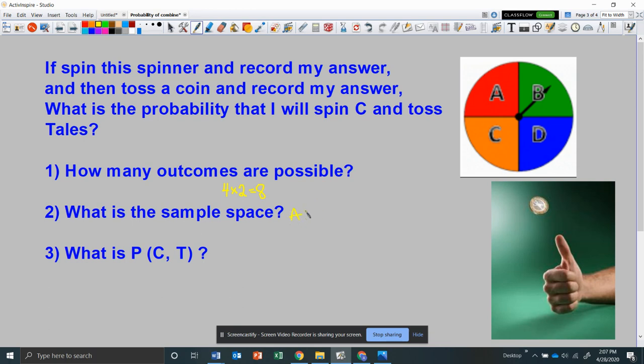So I could have A in heads, A in tails, B in heads, B in tails, C in heads, C in tails, D in heads, D in tails. And you can see I've got 8 outcomes. So how many times does C in tails happen? It just happens 1 out of those 8 times.